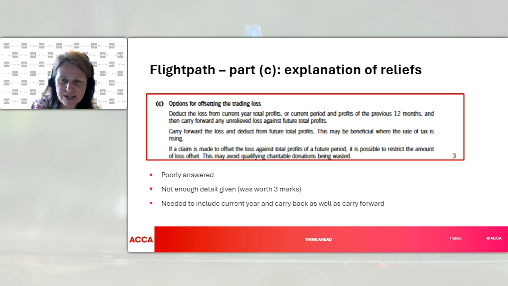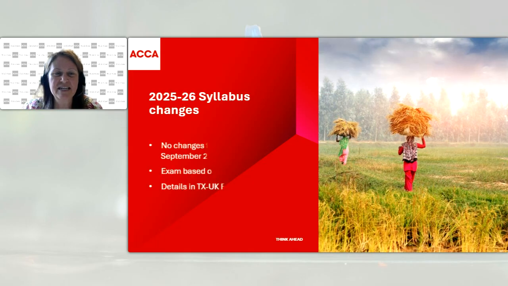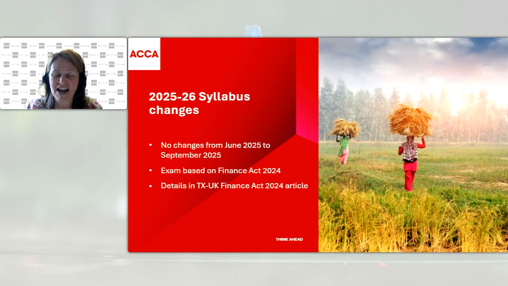Now, the next thing that I want to do very quickly is just to point out the syllabus changes and basically say that there are none, not between June and September 25. Now, I don't know if you're aware, but the tax exams go on a different cycle to the rest of the exams. So I think all the other exams change in September, but tax is different. So I work in tax. We always like to say we're different.